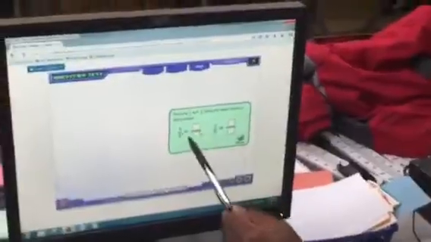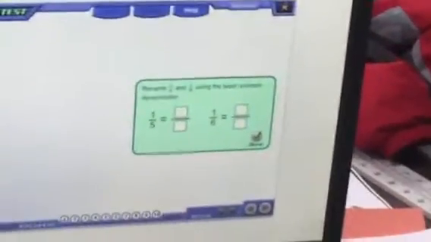Now, if we were talking about fractions that had the same denominator, all we would have to do is just keep the same denominator. But since we're looking at different denominators, the concept here is that we need to find what's called the least common denominator. The way to do that is this.